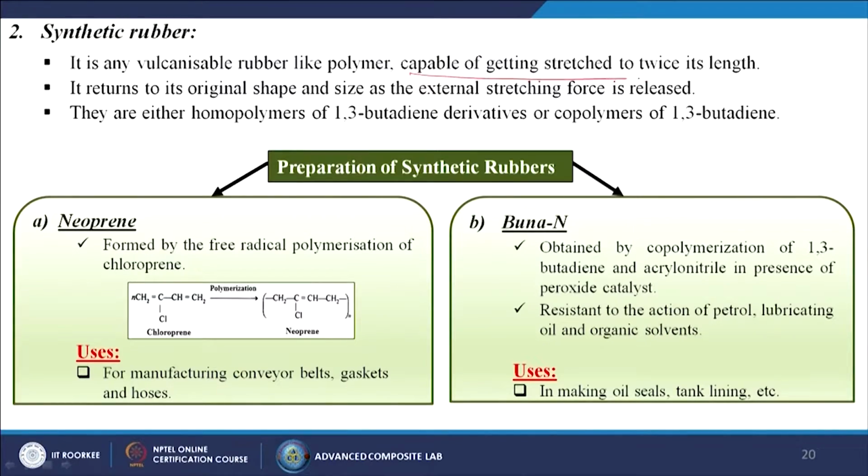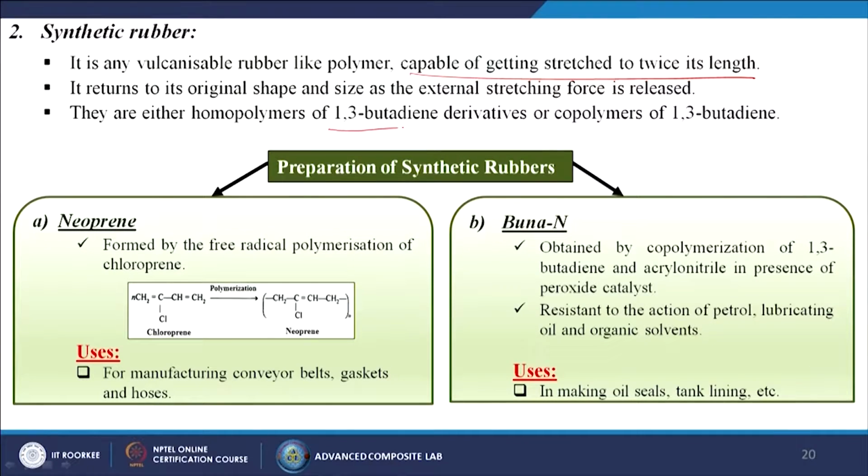Next we are going to discuss synthetic rubber, which I have already told we generally make by chemical reactions in our lab or in industry. It is any vulcanizable rubber-like polymer capable of being stretched to twice its length. It returns to its original shape and size as the external stretching force is released. Its elongation is high. They are either homopolymers of 1,3-butadiene derivatives or copolymers of 1,3-butadiene.